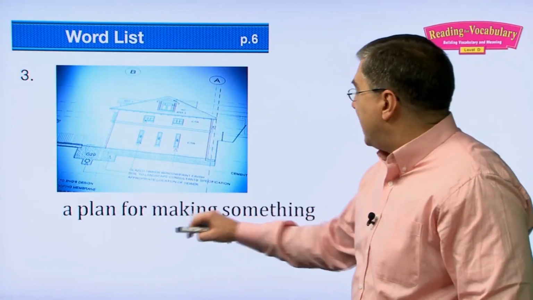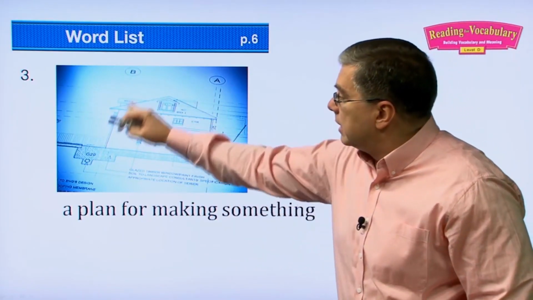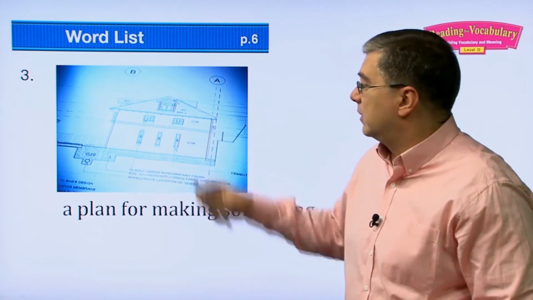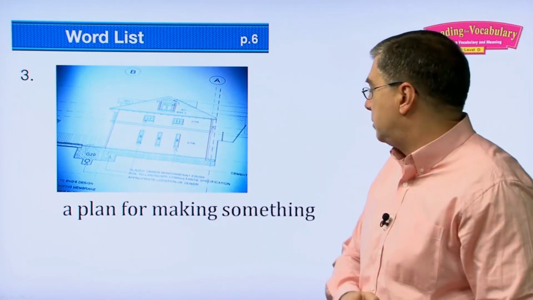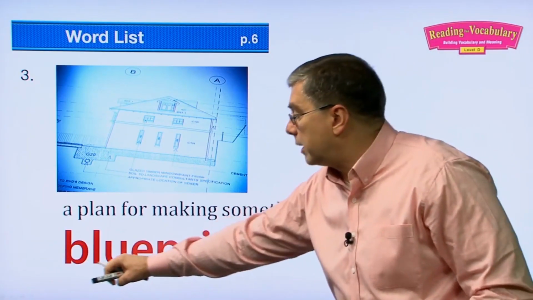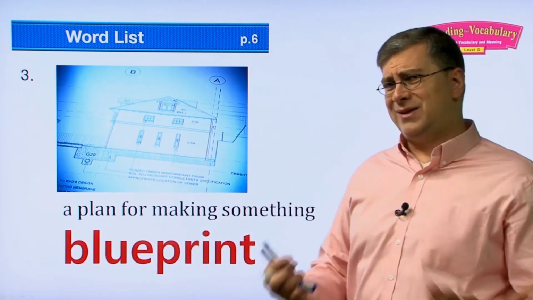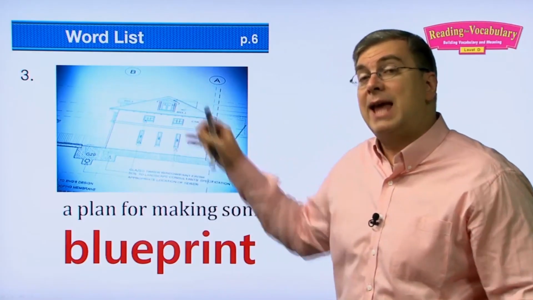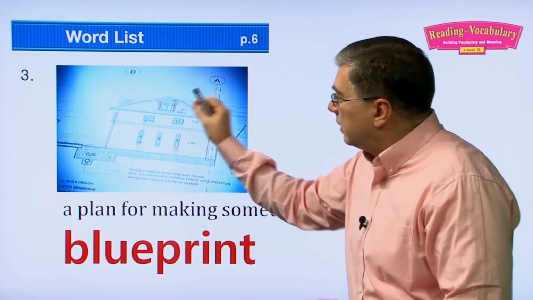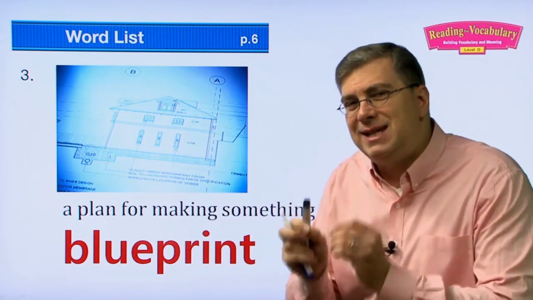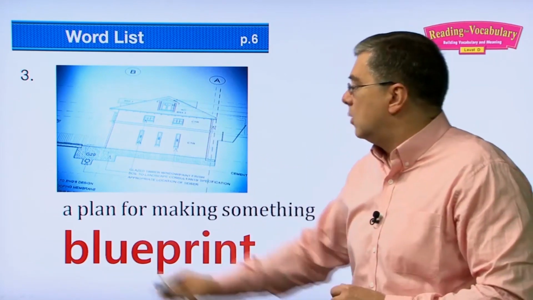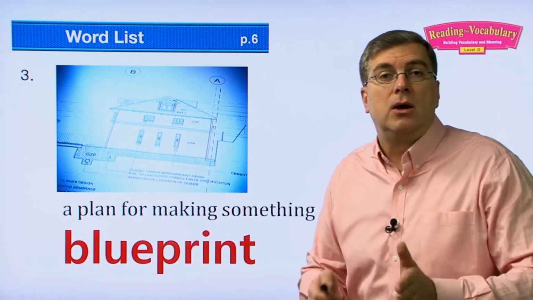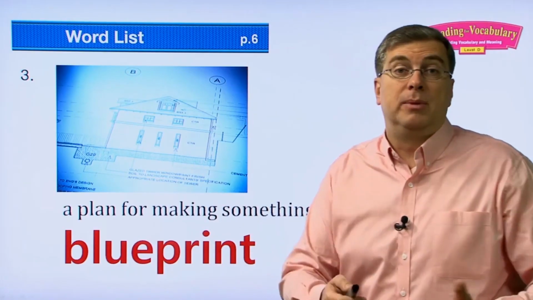A plan for making something. So this looks very complicated. This is not a sketch. This is a very detailed drawing, but it's a plan for making something. We call it a blueprint. Why is it blue? Because the paper that they draw on has a blue color, and it's very technical. It's very detailed drawings of something. We say it's a blueprint. A blueprint, very technical or detailed drawing of a building.